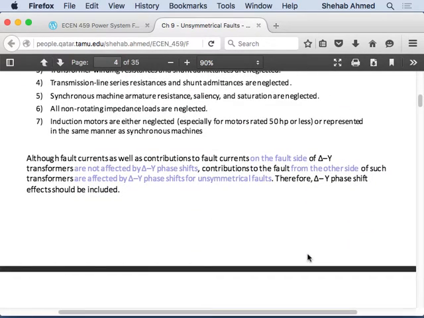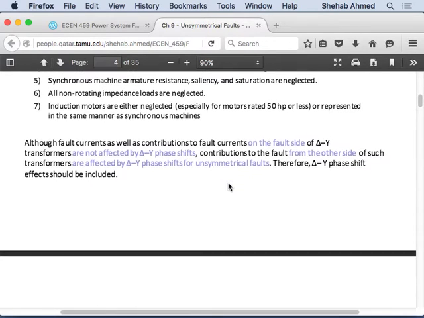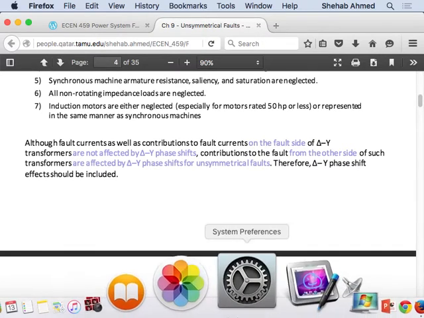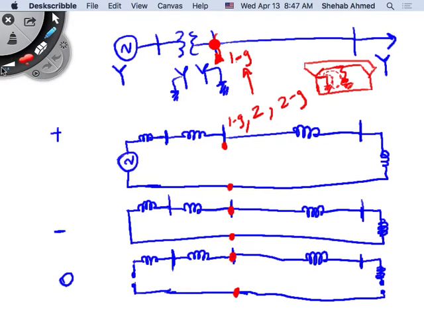Anyway. Phase shifts can be considered for the star delta. It's like what we did before. You will include your transformer. If there's a phase shift, if this transformer is a star delta transformer, let's say here with a star, with ground here, and then it's delta. So what's the representation for that?